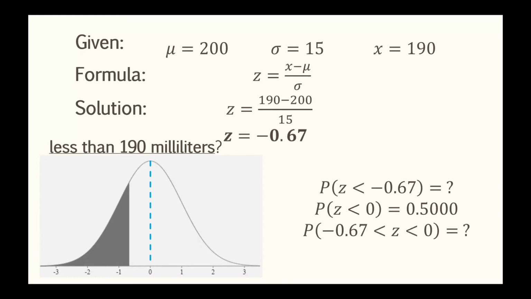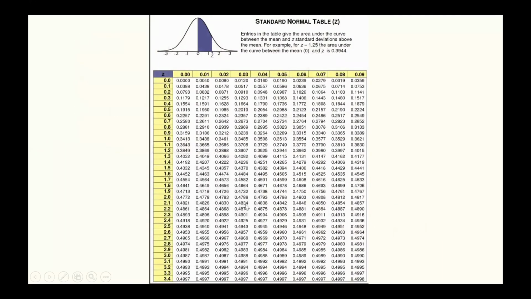So those are unknown. So using the standard normal table, we're going to get the probability of negative 0.67. Again, if we have a negative z-score, just omit the negative sign for us to use the standard normal table for z. So 0.67. The area or the probability, that is 0.2486. This is the probability from negative 0.67 to the mean or to 0.